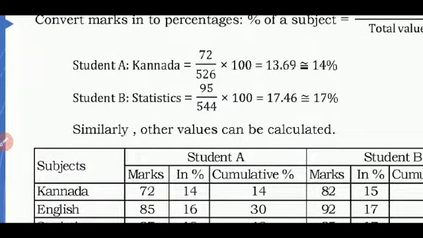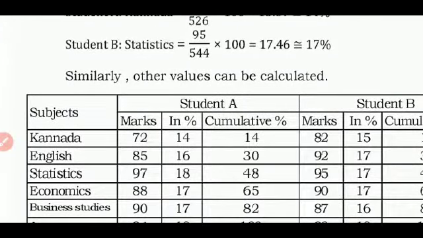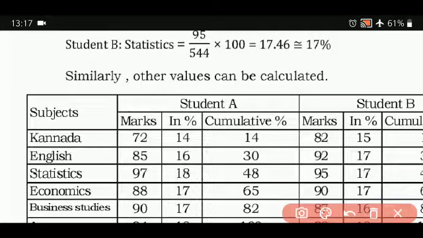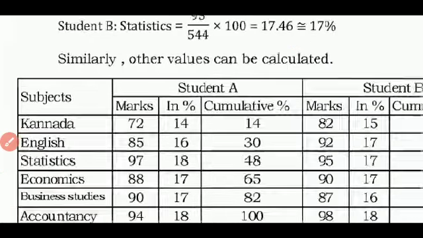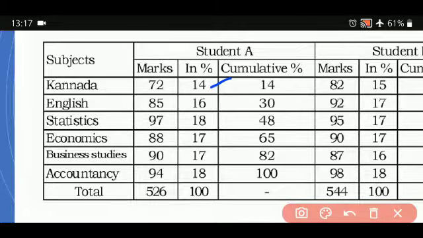For student B, the statistics, they have given a sample of how to do it. For student B, 95 divided by 544 into 100 is equal to 17.46, which is approximately equal to 17. So separately you are going to calculate these values in terms of percentage. The first one is 14, where you have approximated the decimal value, then 16, 18, 17, 18. This total should be 100. You are going to approximate in such a way that the total is 100.